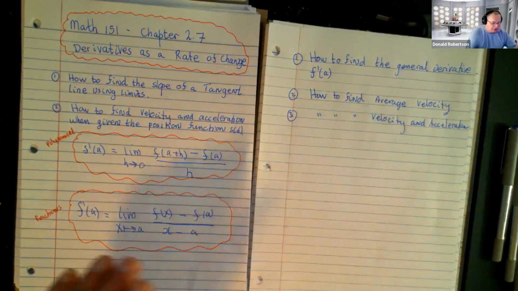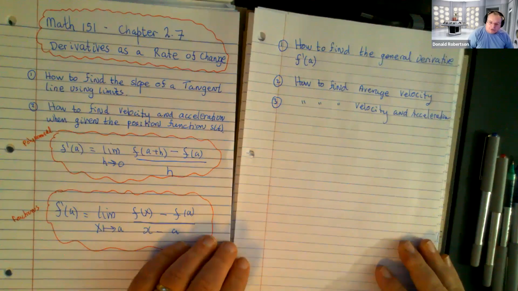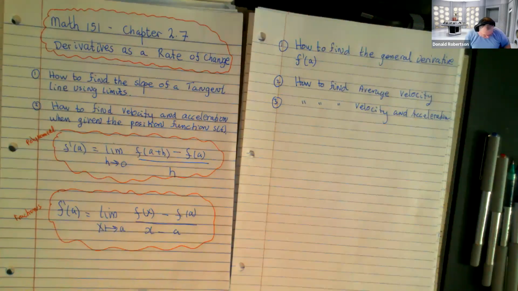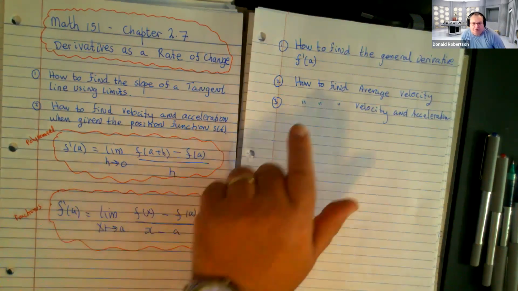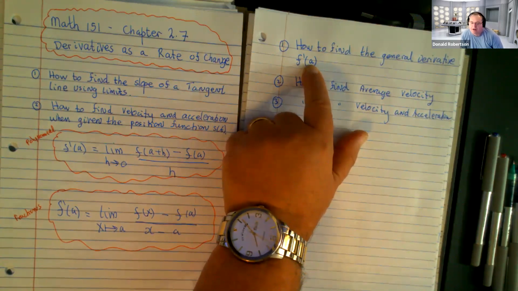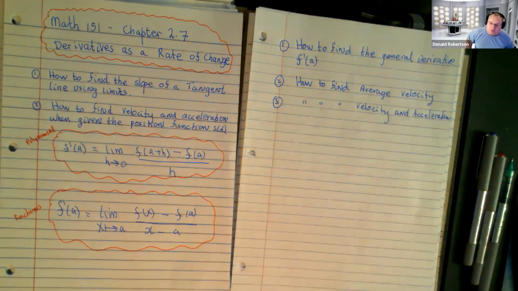So what we're going to look at today is how do you find a general version of this? Because up to now, we've just been finding f'(1) and f'(2), and numbers, right? It's been typically numbers there. But what happens if you just leave that as an a? How do you do that? So that's the first thing we're going to do.